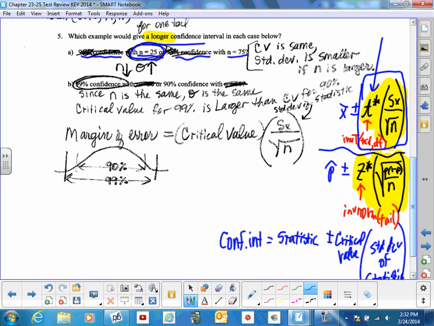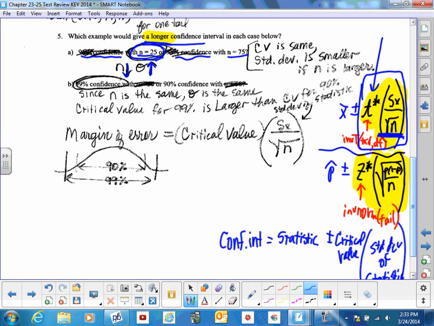N is 25 or 75, and so if I'm going to make N smaller, that makes your standard deviation go up, because N going down makes your standard deviation going up. And if this is a bigger number, then your margin of error is bigger. Okay. And B addresses the other part.